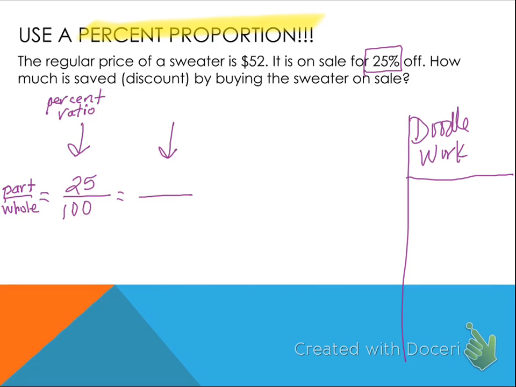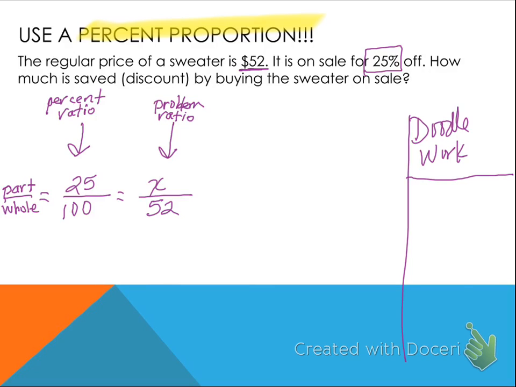Now then, of course, just like we've had all year long, our problem ratio is this last one. This is the ratio where we're using the information in the problem and there's something that we're solving for. So in this case, it says that the regular price of the sweater is $52. That's the total price of the sweater. Without any discounts, you would pay $52. So that is our whole. Our 52 goes in the whole section. And we're solving for the part. So that's where our X will be. That's where our unknown is.